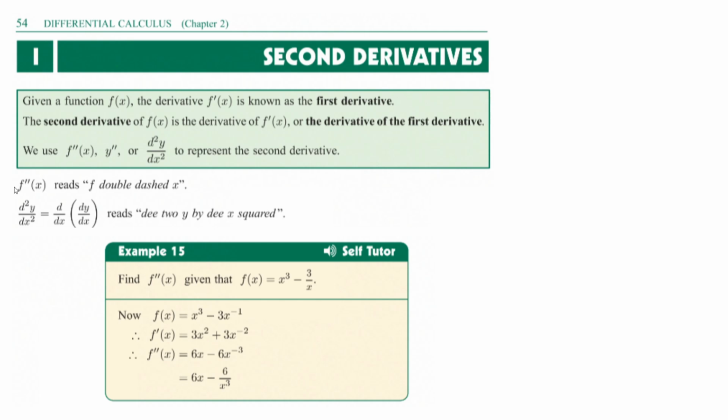The notation is a couple of formats, can be expressed as f double dash of x, or this variation, which is d2y by dx squared. And that comes out of the fact that we're carrying out another d by dx operator on something we've already operated on, dy by dx. And dy by dx is the operation of d by dx on y. So you carry out two operations.